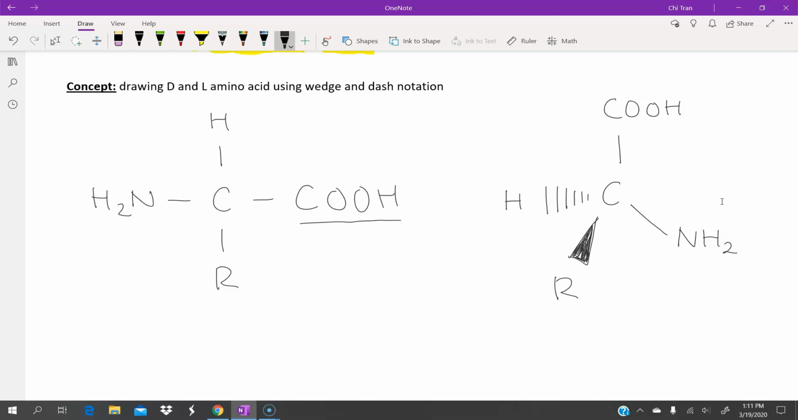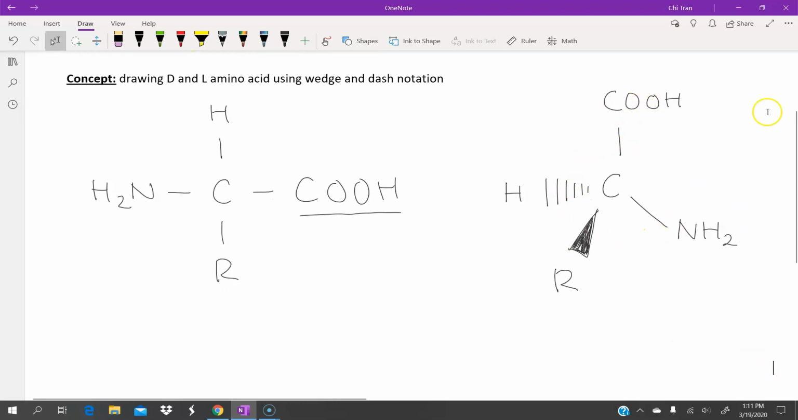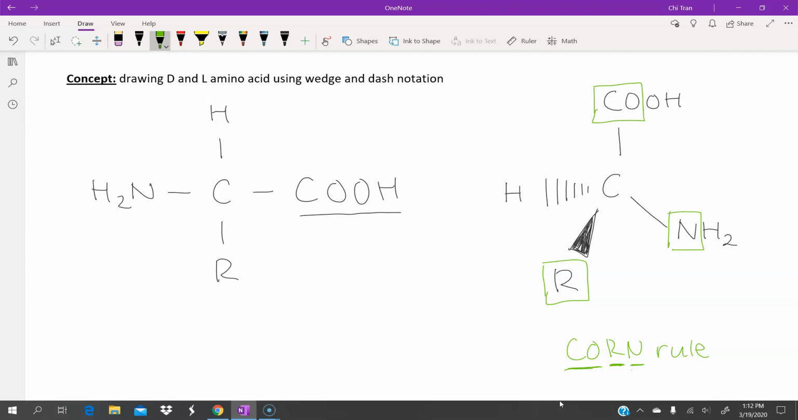And we can use this notation right here to determine whether this is a D or L amino acid by using the CORN rule. So in the word CORN, we find the CO, which is for the carboxyl group. So here we have the carboxyl group. The R is the R group. And depending on whatever example the R group is replaced with, that is still the R group. That is still the R in the CORN rule. And then we have the N, which is the nitrogen in the amine group.